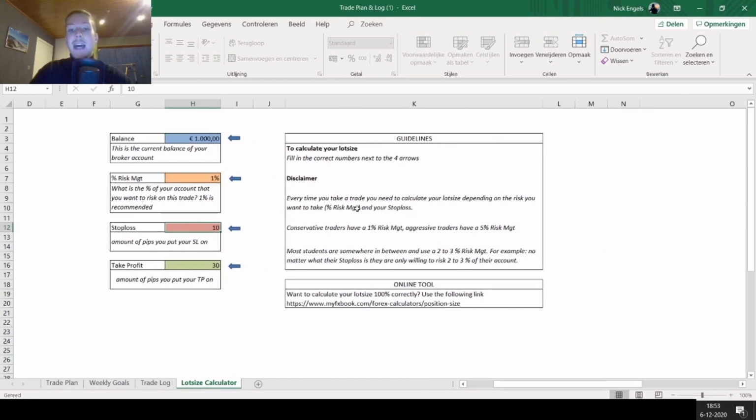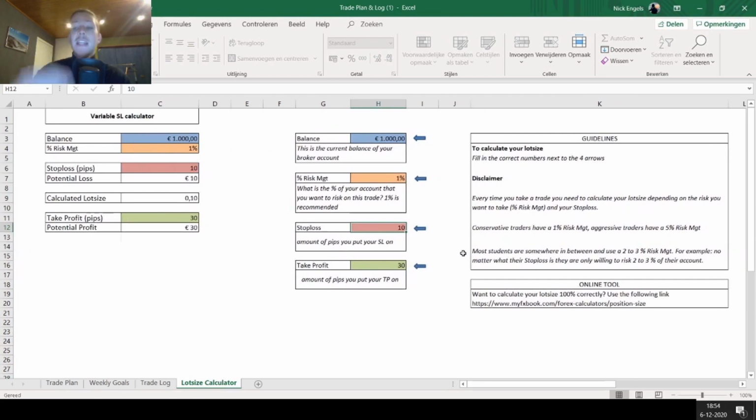So every time you take a trade, you need to calculate your lot size depending on the risk you want to take, which we talked about is recommended as 1%, but also your lot size. Conservative traders have a 1% risk management, aggressive traders have a 5% risk management, which I do not advise to use. Most students are somewhere between and use a 2 to 3% risk management. For example, no matter what their stop loss is, they're only willing to risk 2 to 3% of their account.